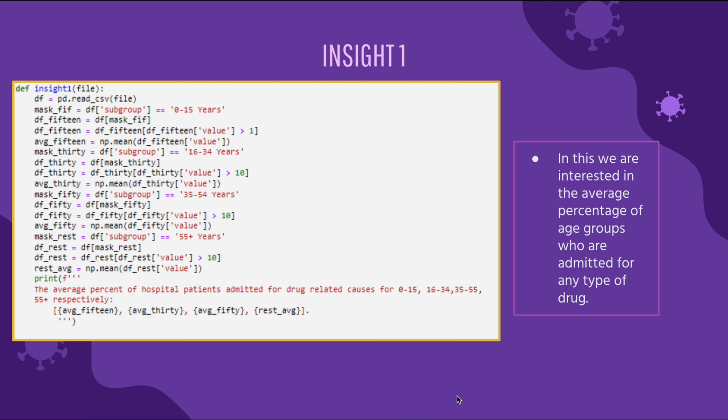So in our first insight, we take the data frame and we separate it between each age group. So from 0 to 15, 16 to 34, 35 to 54, and 55 plus. And then we wanted to see the average percent of groups who were admitted in the hospital for any type of drug. And what we found was that it increases linearly from the average of 0 to 15-year-olds, 16 to 34-year-olds, and so on.